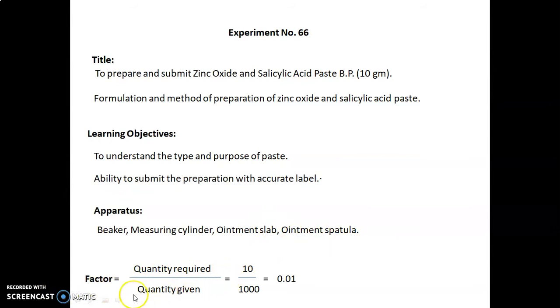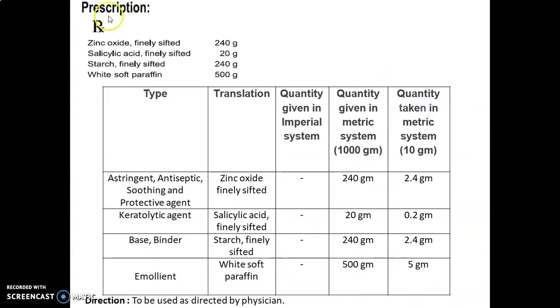Factor is calculated as quantity required upon quantity given, which is equal to 10 upon 1000, that is equal to 0.01. Prescription is denoted by the symbol Rx. Zinc oxide, finely sifted, 240 gram. Salicylic acid, finely sifted, 20 gram. Starch, finely sifted, 40 gram. White soft paraffin, 500 gram.